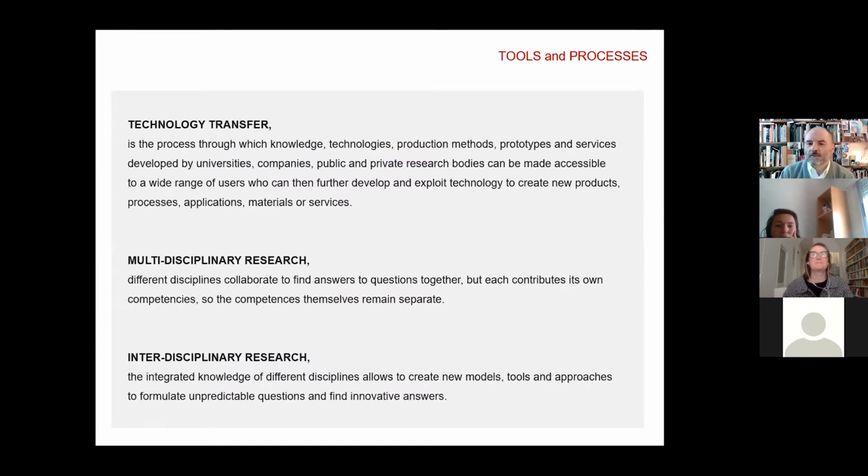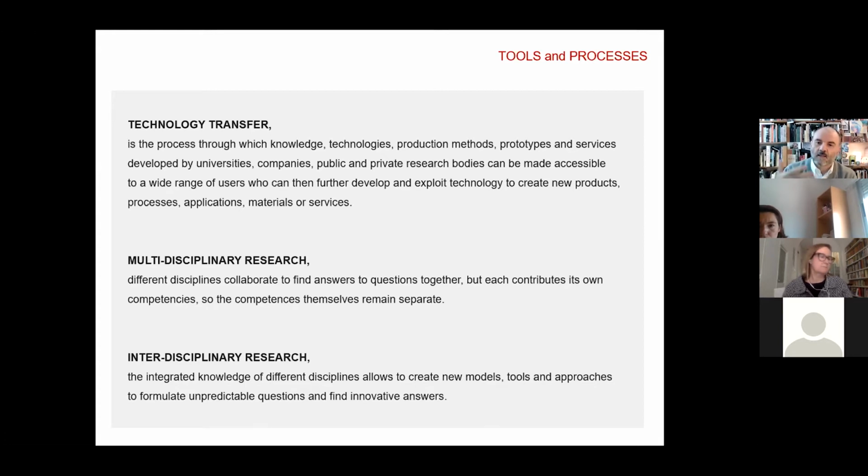So in the end, tools and processes. Technology transfer: we have to be involved in technology transfer, multidisciplinary research, and interdisciplinary research. So it's very important to learn how to exchange our language with other specialized languages. We have to learn how to talk with engineers, with biologists or whatever, in order to exchange information, to present our questions and to understand their questions, answers or inputs.